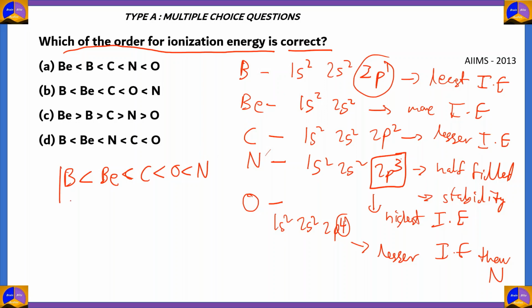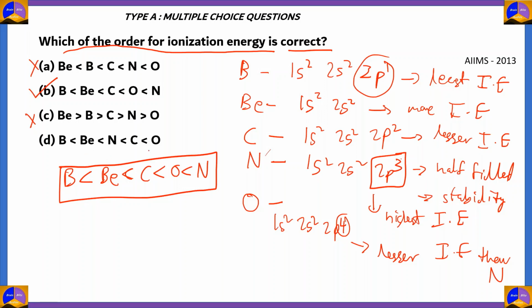So therefore, this is the correct order of ionization energy. For ionization energy, this is the correct order. And this order is present in option B, which is correct. Now, notice that in options A and C, they started with beryllium. However, beryllium has a kind of stable electronic configuration, so therefore both of these are incorrect.